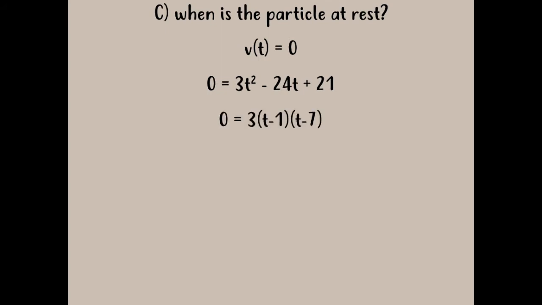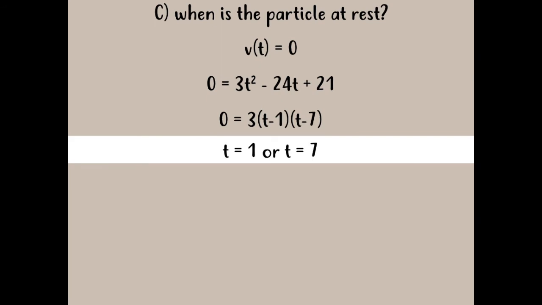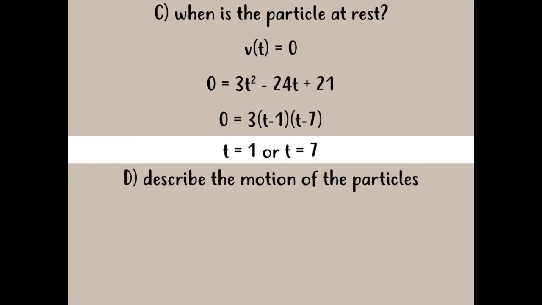This then factors into 3 times t minus 1 times t minus 7, and we get the answers t equals 1 and t equals 7. Both of these answers will be in seconds, and don't forget to check for extraneous solutions. Finally, we are to describe the motion of the particle. You can graph the velocity function on your calculator, so this is easier to understand.